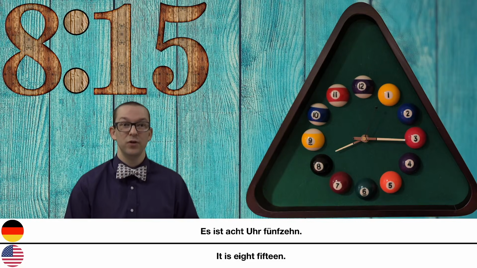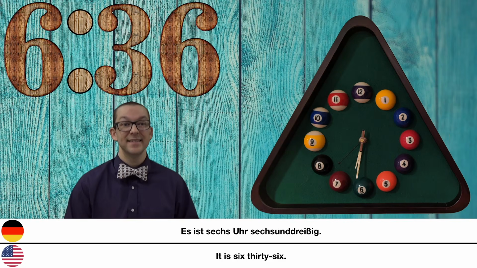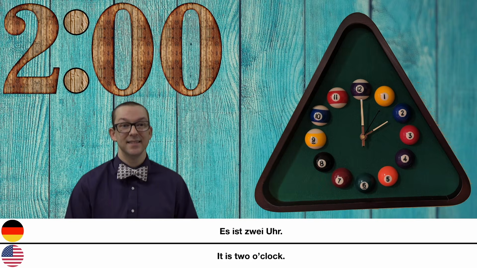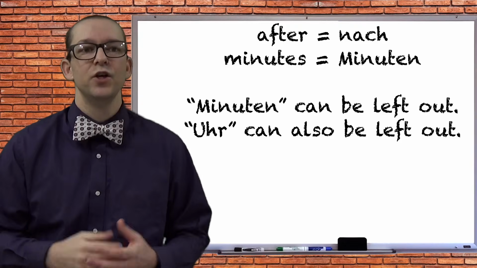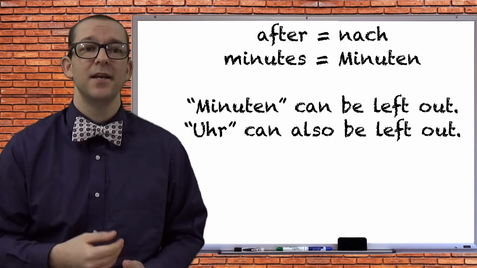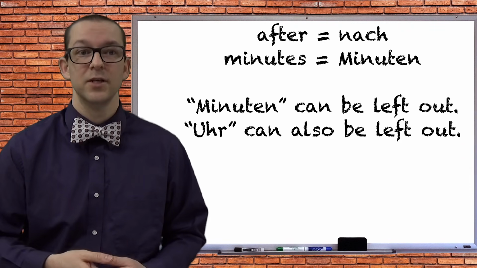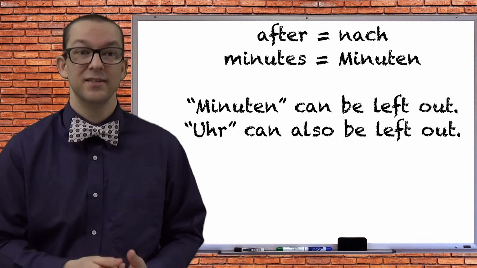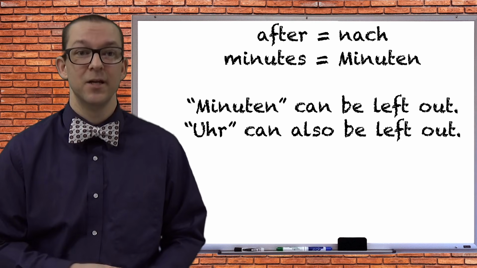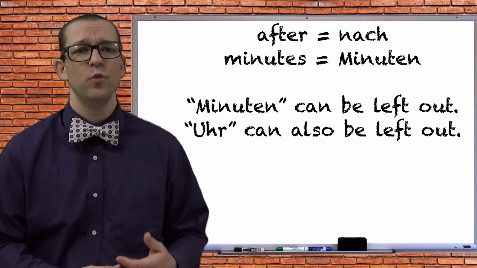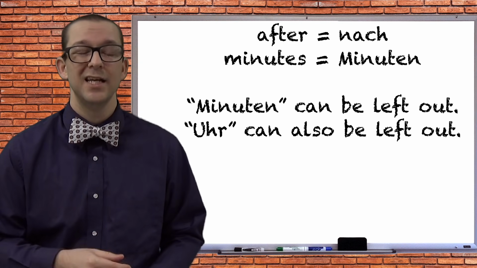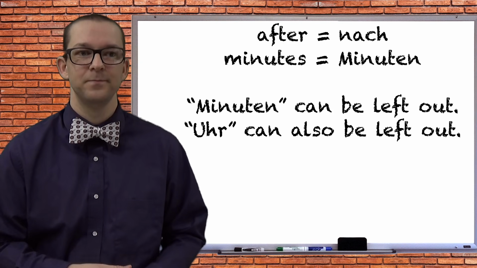Es ist 8:15 Uhr. Es ist 6:36 Uhr. Es ist 2 Uhr. Es ist 5:55 Uhr. Use nach to say that the time is a number of minutes after the hour. You can include the word Minuten in your sentence if you like, but it's not necessary. You can also leave out the Uhr when you form a sentence like this. If you leave out the word Uhr with ein Uhr, it becomes eins instead.